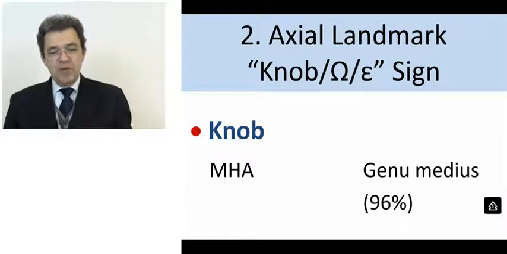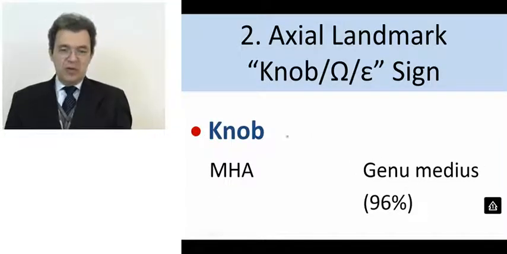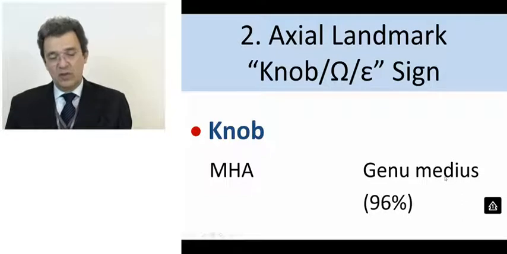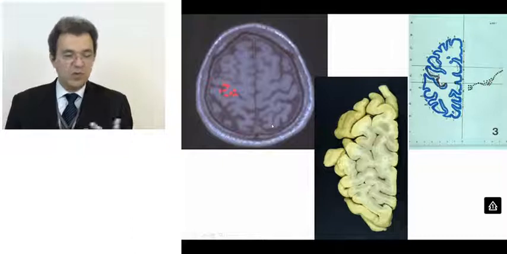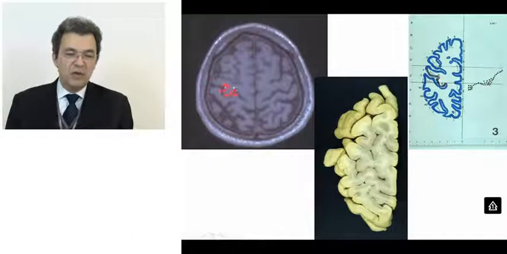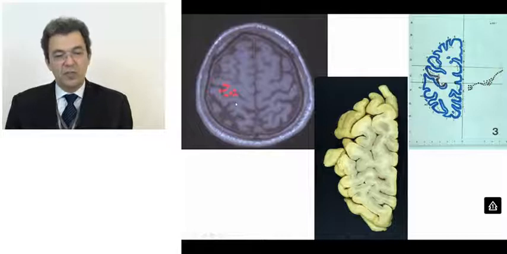The second landmark is the knob, the omega, or the epsilon sign, also the motor hand area at the middle genu of the central sulcus. If you do functional imaging of a number of volunteers and pool the information onto the MR, you will see that they usually focus here on one protrusion of the precentral gyrus. This protrusion is where you have the location of the motor hand area.